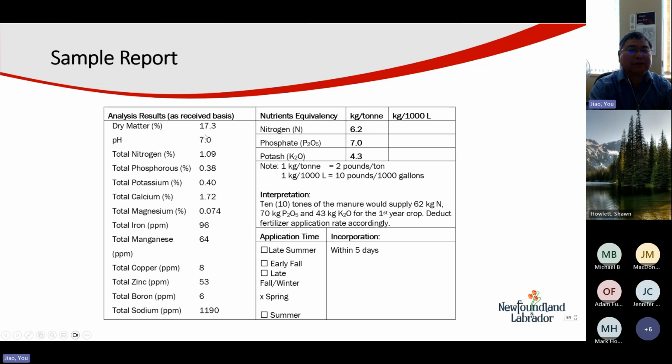The sample report analysis result, this number came from our lab. Then we are able to calculate the nutrient equivalency. This calculation is based on the application time, so whether you are going to apply in spring, late fall, or late summer, and whether the incorporation is within 5 days or within 1 day. These factors will affect the available nutrients, basically the nutrient equivalency calculation.